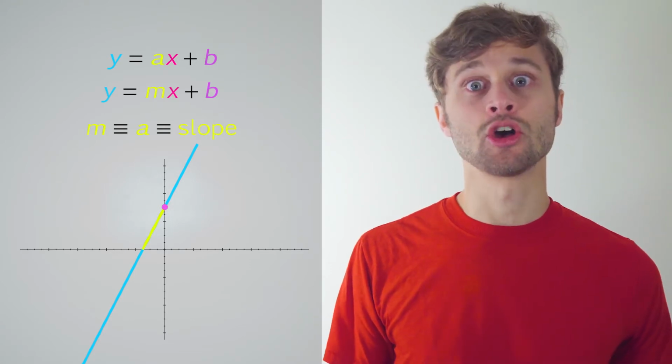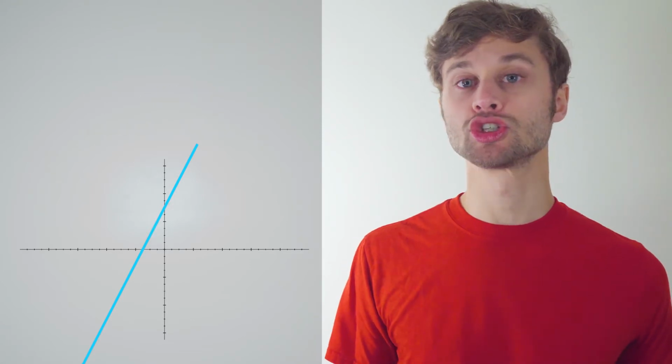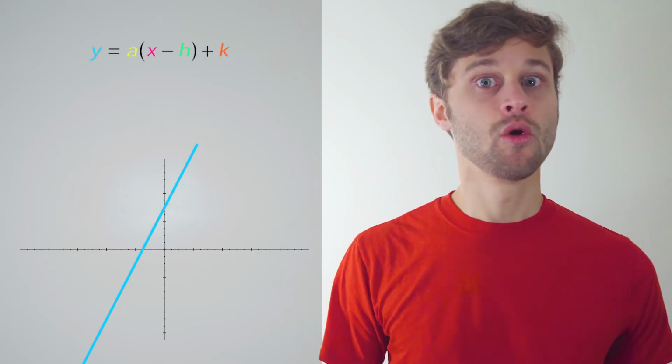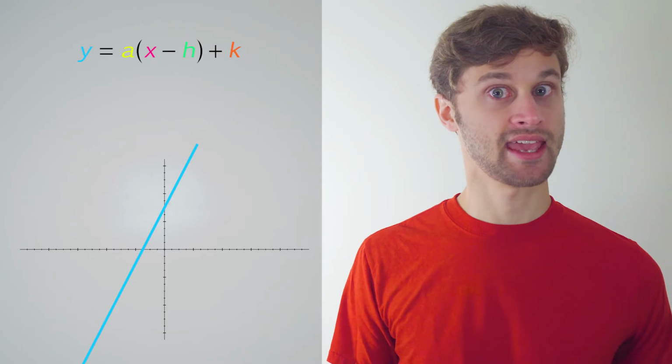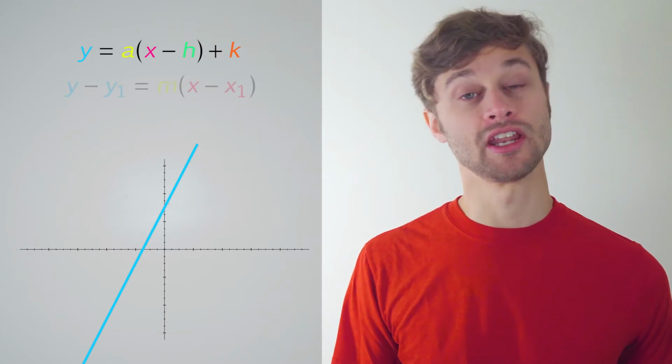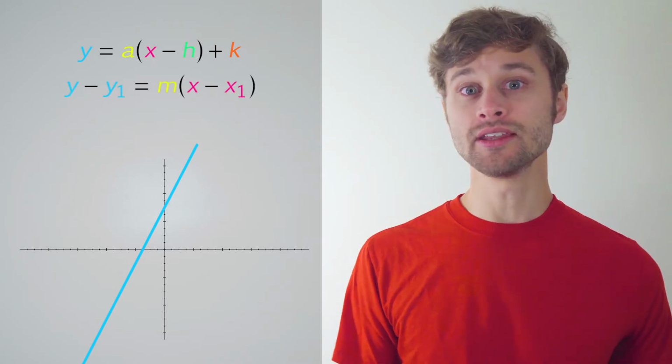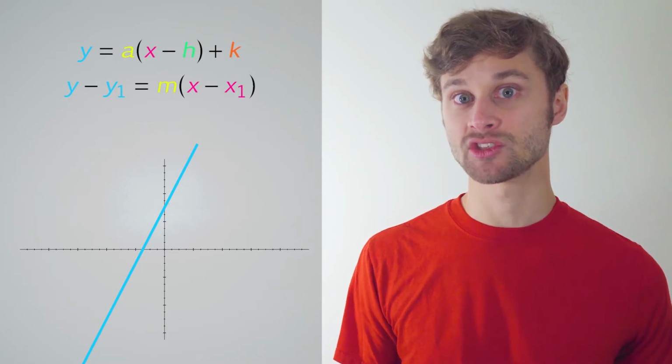But linear functions can also be written in something called point-slope form. I'm going to write it like this. Y is equal to a times x minus h plus k. You'll also see point-slope form written in this form. Y minus y1 is equal to m times x minus x1.